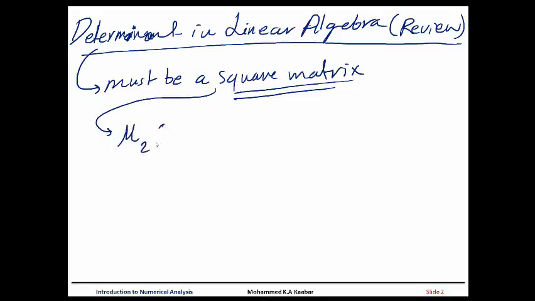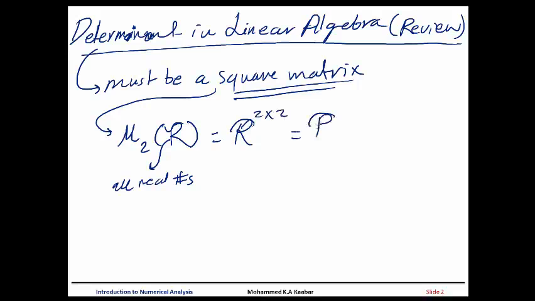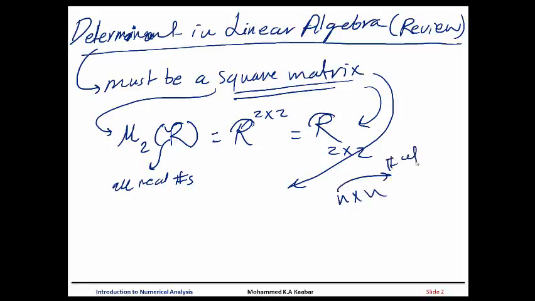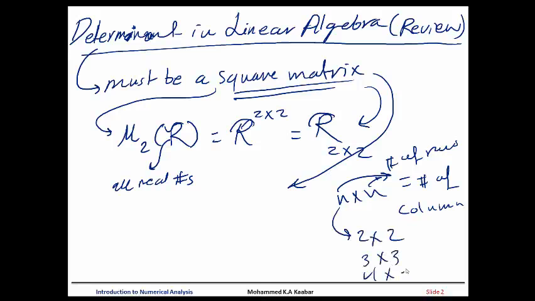M2 times real numbers, which is equivalent to real numbers 2 by 2, the same form. This is the square matrix. Square matrix means n by n: number of rows equal to number of columns. Like this one, 2 by 2, 3 by 3, 4 by 4.